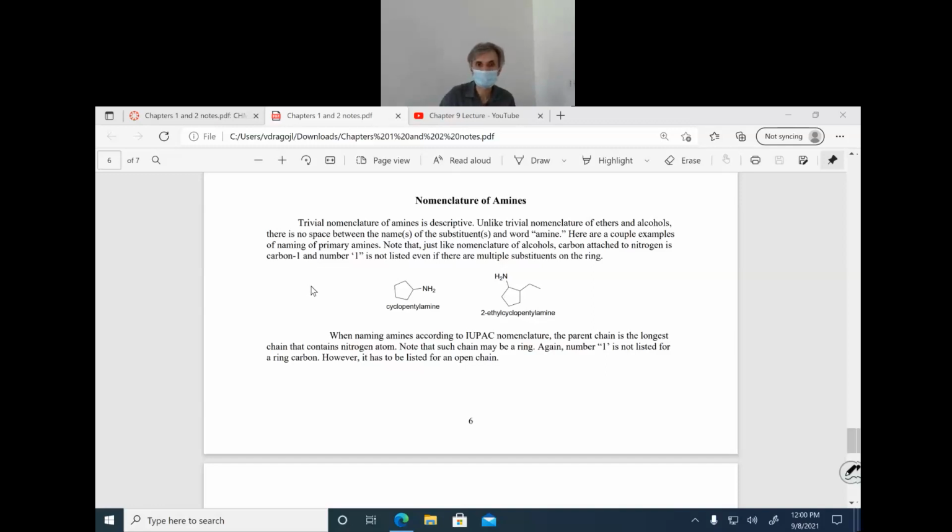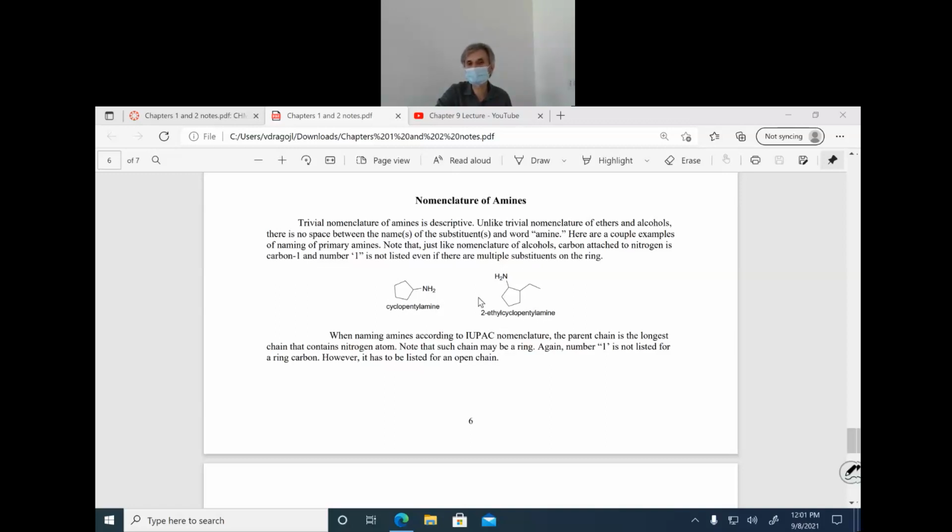Okay, finally, nomenclature of amines. Trivial nomenclature is descriptive, which means we name substituents and then we use amine as suffix, so no spacing, remember that. And we don't indicate primary, secondary, tertiary in any way other than by the number of substituents that we list. So if we list only one substituent, cyclopentyl amine, that means there is one bond to cyclopentyl, the rest are bonds to hydrogens. And so if you're drawing a formula from it, it's going to be NH2.